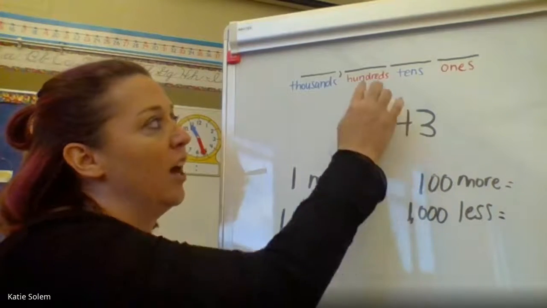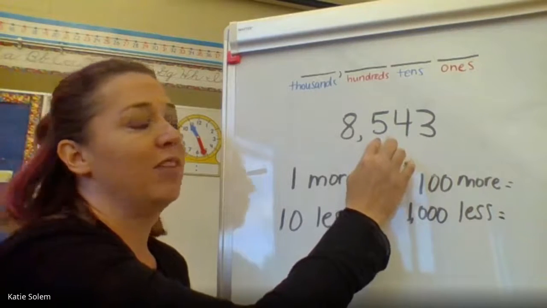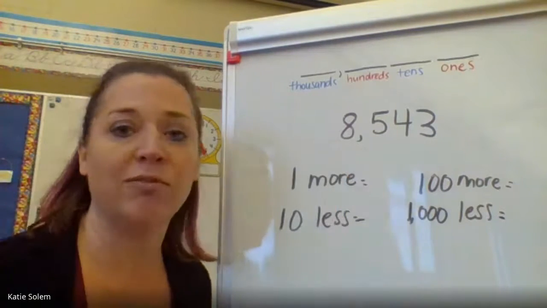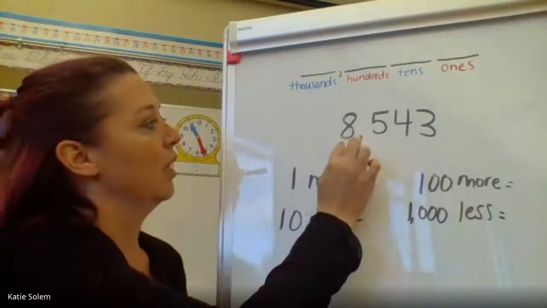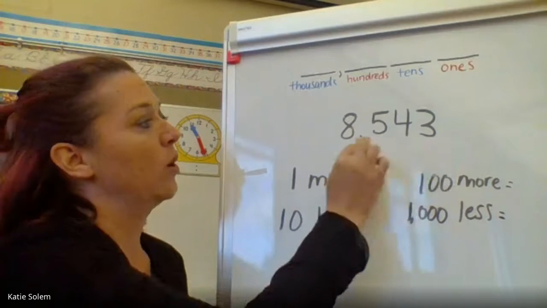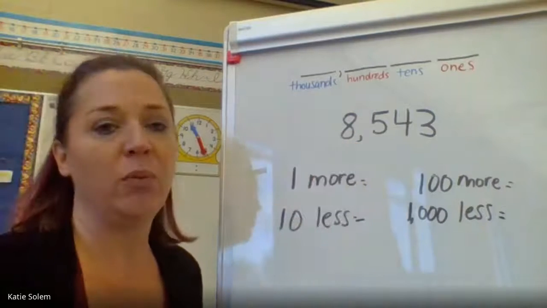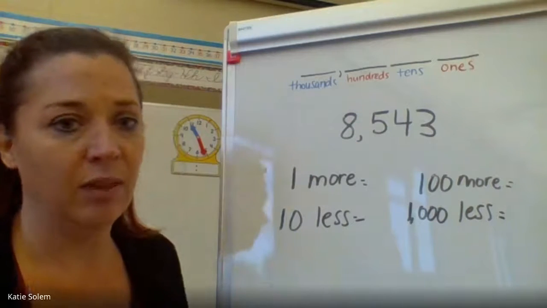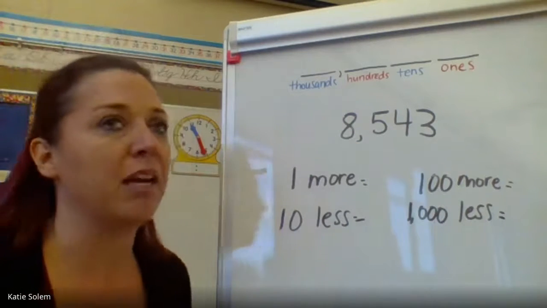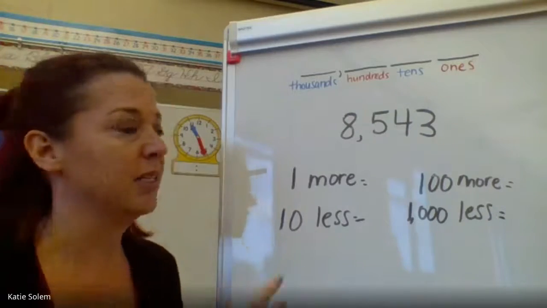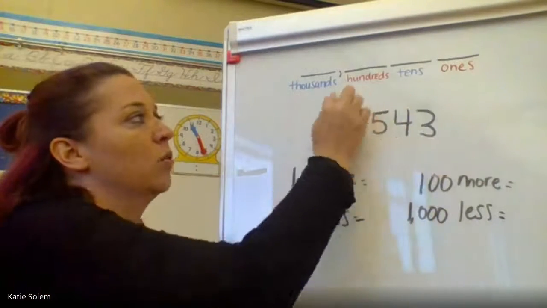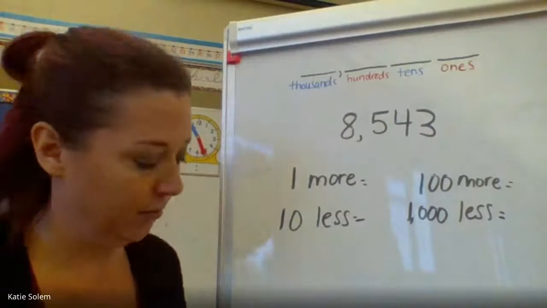When we move over to the hundreds place, we see that we have a 5, meaning that we have a value of 500. And finally, all the way over here, we have the thousands place with an 8 there, meaning we have 8,000. Now, we can manipulate numbers in our mind if we know what these place values mean.